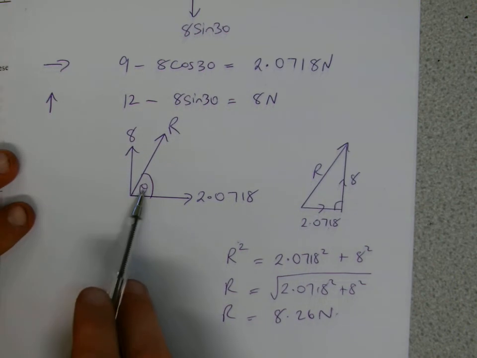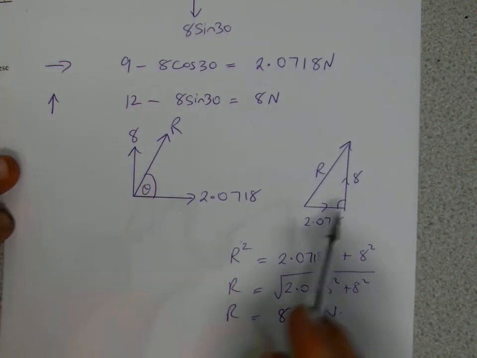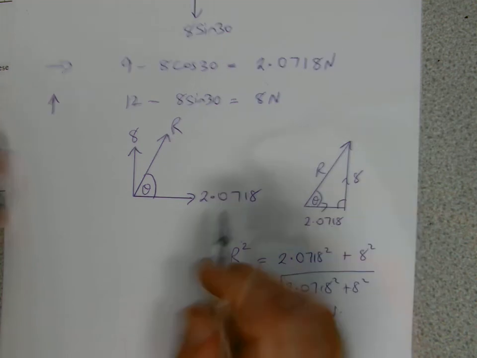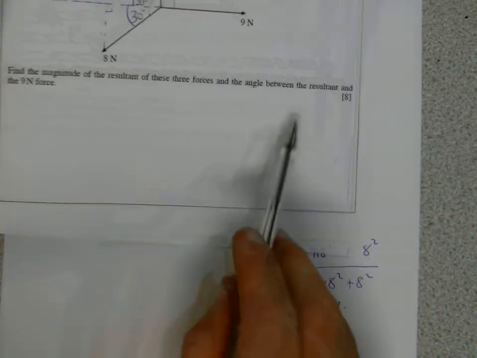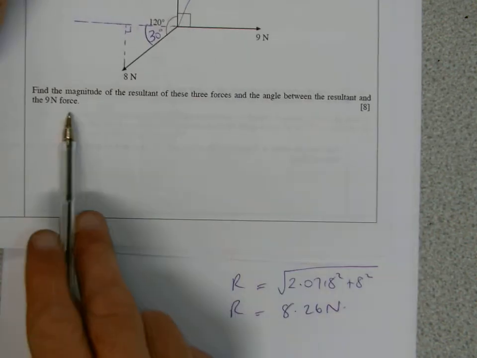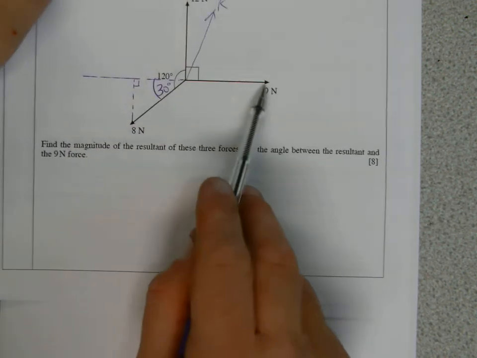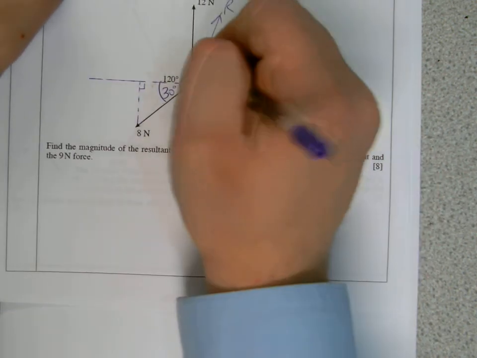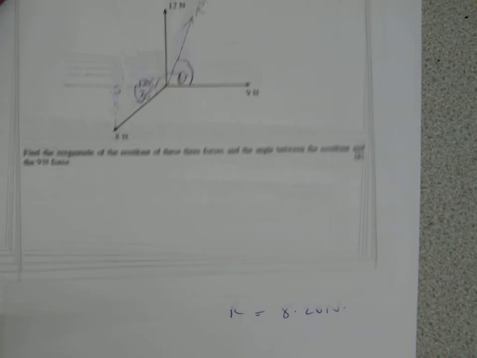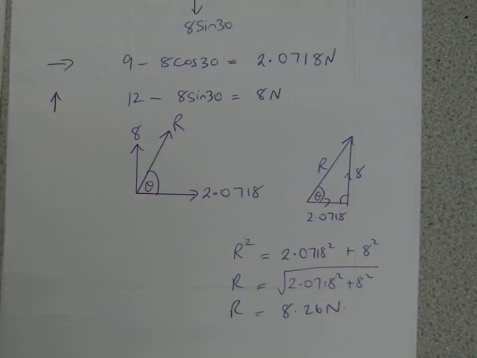Now, to get the angle theta, we just have to look at this angle here. And remember, it did say it wanted the angle the resultant makes in direction with the 9 Newton force. So the 9 Newton force is that one there. So it would be right to work out that angle here. That angle theta is literally the angle they want.